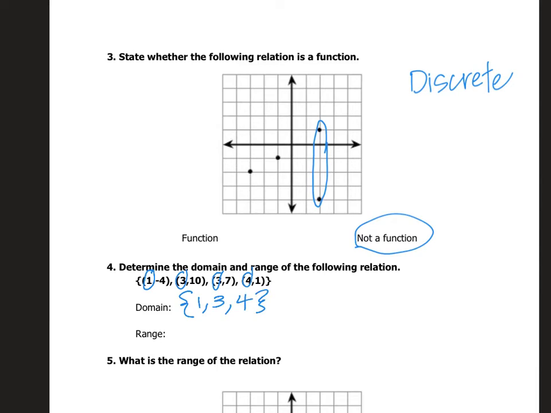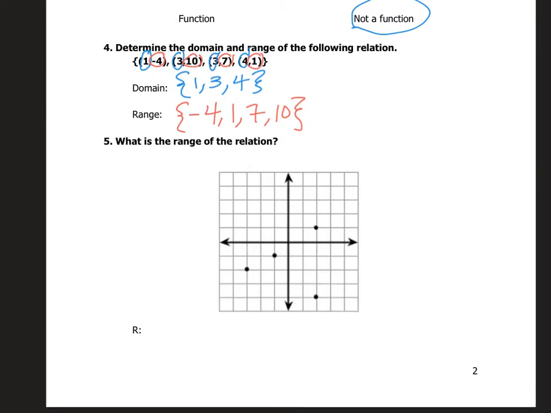Okay, and we're going to do the same thing with range, except these are our y values, so I'm going to circle those in red. And so we are also going to list these in ascending order. So we have -4, +1, 7, and 10. And the reason why we have more range values is because 3 repeated in our domain.